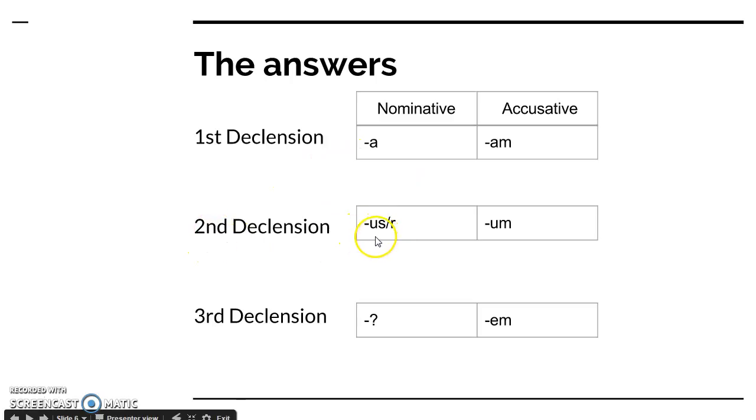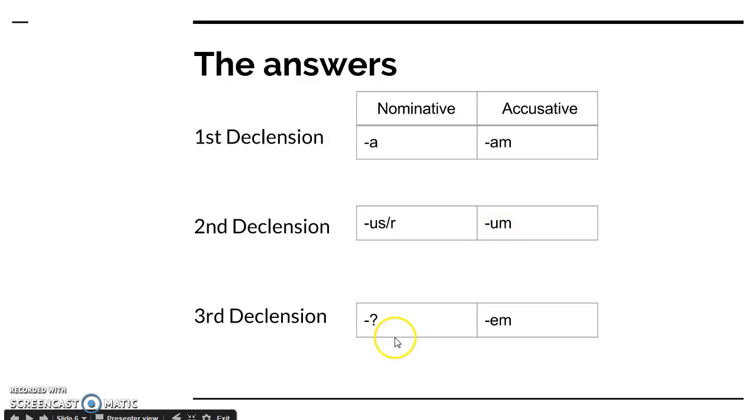Second declension, Filius. Notice in the nominative it has a US. Over here it says it can also be R, which it can, but for right now, if that's confusing to you, don't worry about it. And when it is accusative, when it's a direct object, it has a UM ending.